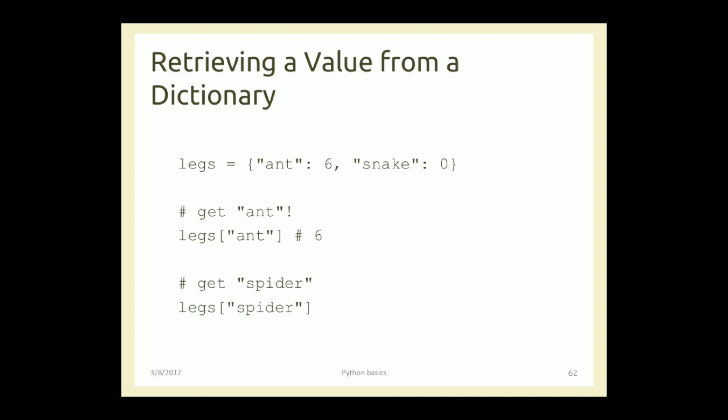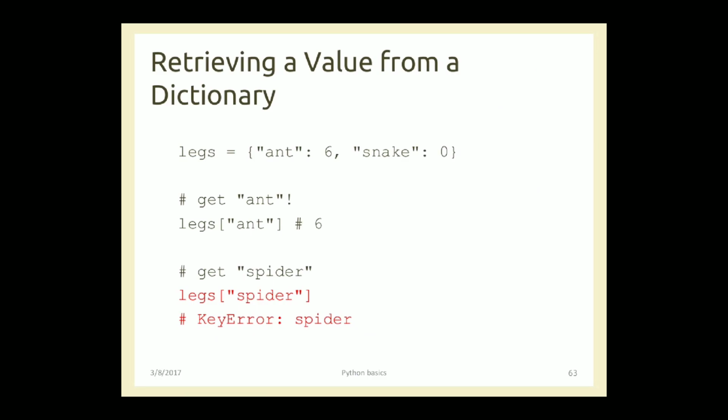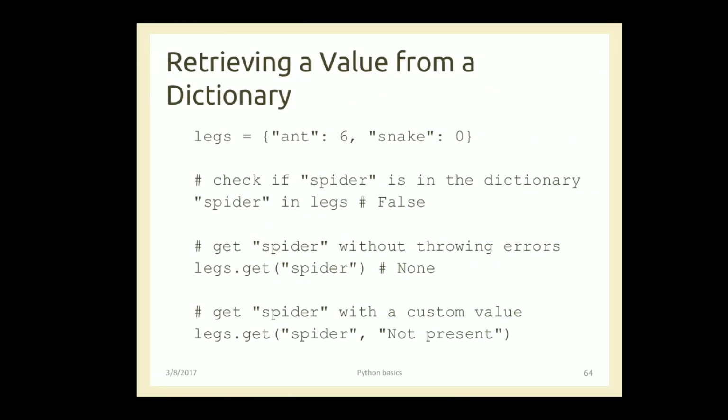Next, if you try to access spider, if you write legs['spider'], you can see there is no spider right now in the given dictionary. So what will happen? Is it going to raise an error? Yes, it is going to raise a KeyError. As this key is not available in legs, this is going to raise the KeyError.